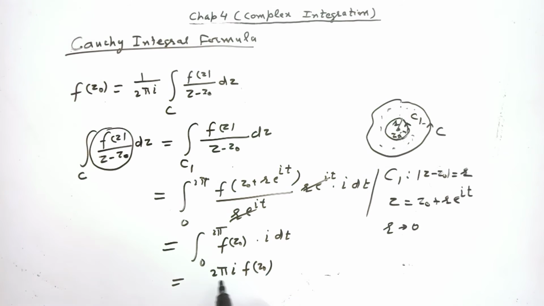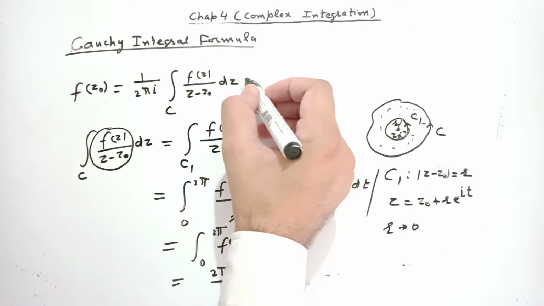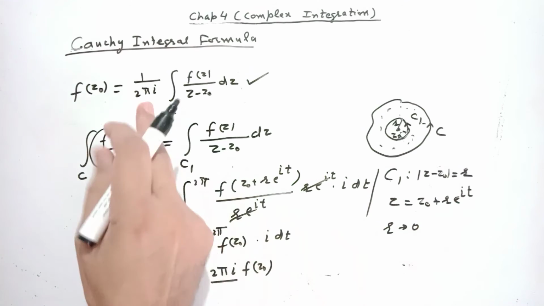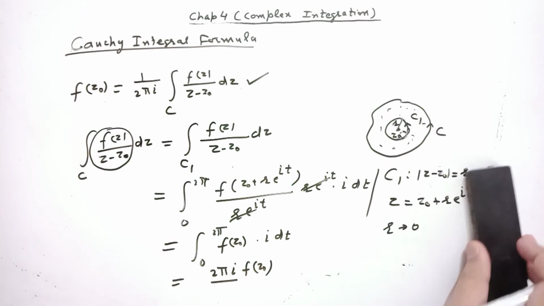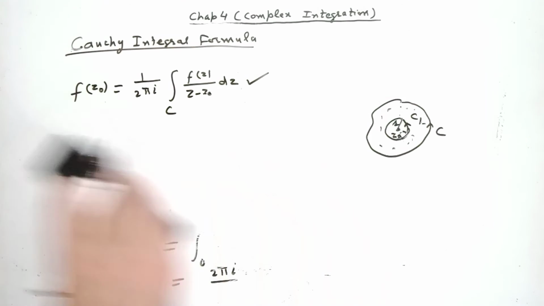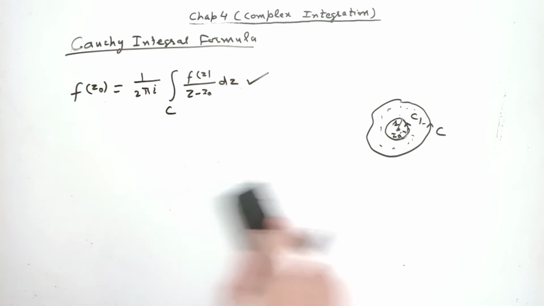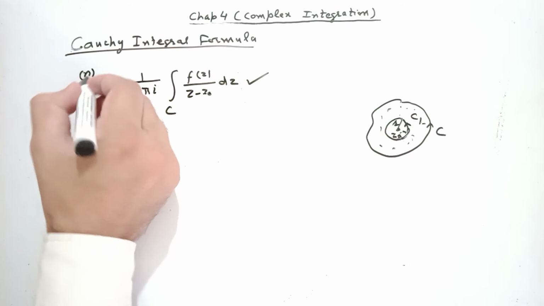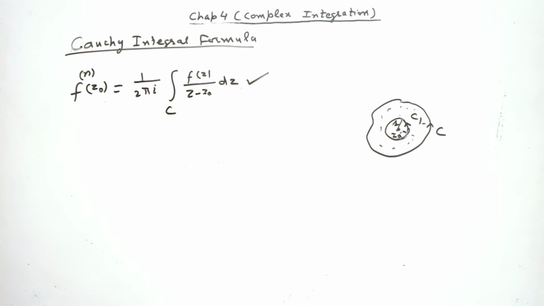So from this, what is f(z0)? Divide this 2 pi i on the left and you see this result. Okay, so proof of Cauchy integral formula is simple, but this result is very powerful. This can be generalized for the derivatives of f at z0 also.